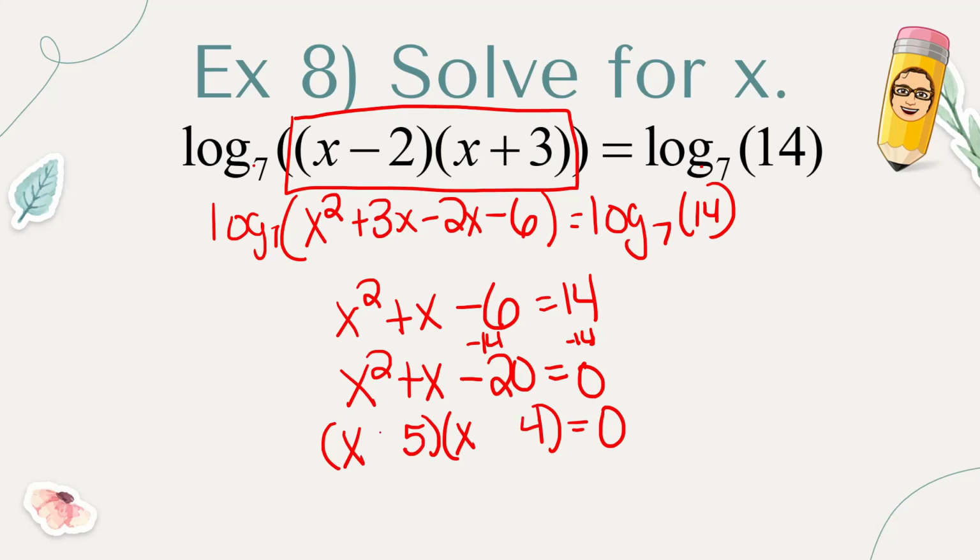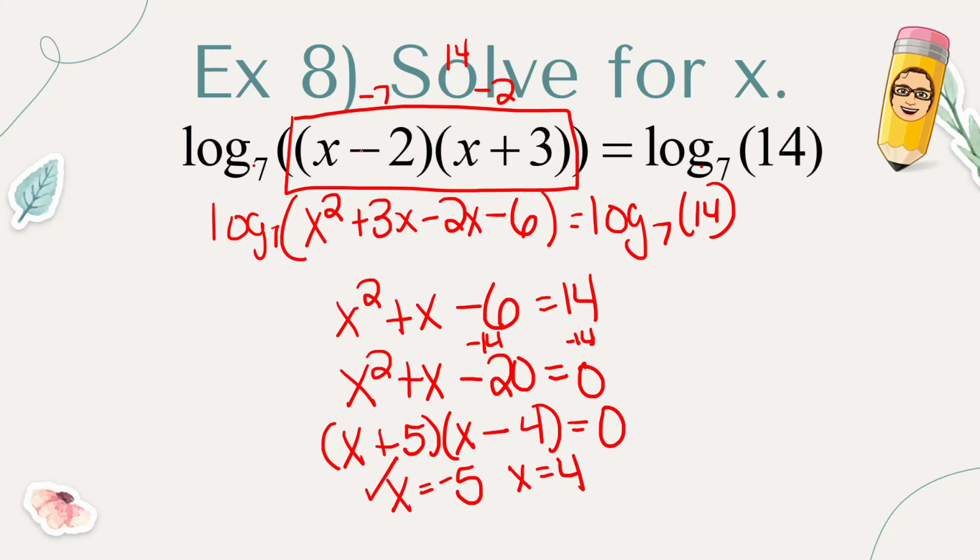I need a positive 5, a negative 4 to get me that added positive 1 when I multiply my outsides and my insides. So my answers, I get x equals negative 5 and x equals 4, setting both of those equal to 0. Now, again, please double check to make sure neither of these make it go to 0. So I'm going to plug in negative 5 in here. I'm going to get negative 7 times a negative 2. That is a positive 14. So negative 5, all good.